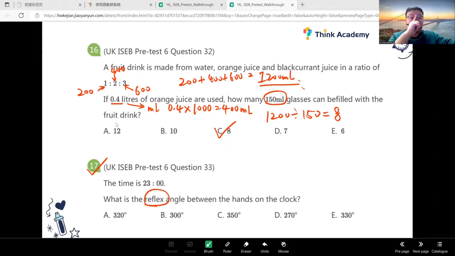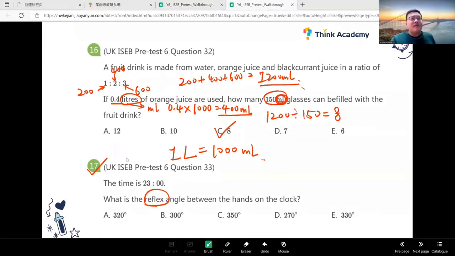Why do you times 0.4 by 1,000? Ah, because it's liters. We have to convert that into milliliters. 1 liter equals 1,000 milliliters. And you have 0.4 liters, so that equals 400 milliliters. That's why we need to convert it, because you see, the unit of the glass is milliliter, it's not liter. Okay? Okay, thank you. Okay, that's fine.